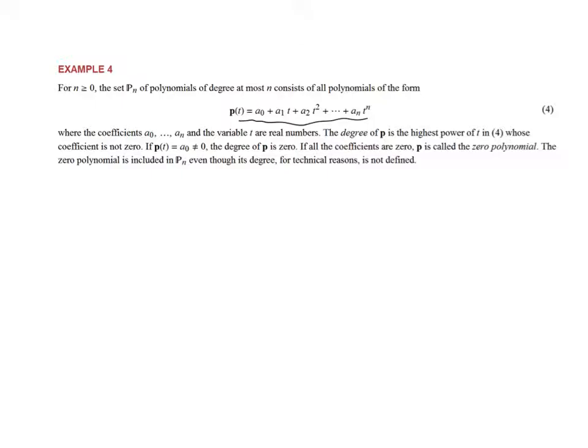The second entry is the coefficient of t to the first power, et cetera, et cetera. So these are considered vectors. And again, read through the rest of this example and see how that makes sense a little bit.